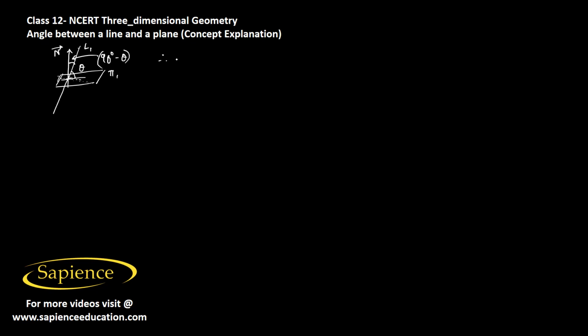So now, therefore, if the equation of the plane pi 1 is given as r vector dot n vector equals d, so n vector is obviously the normal vector to the plane pi 1. And the equation of the line L1 is given as r vector equals a vector plus lambda b vector. It means that the line is parallel to some vector b1.